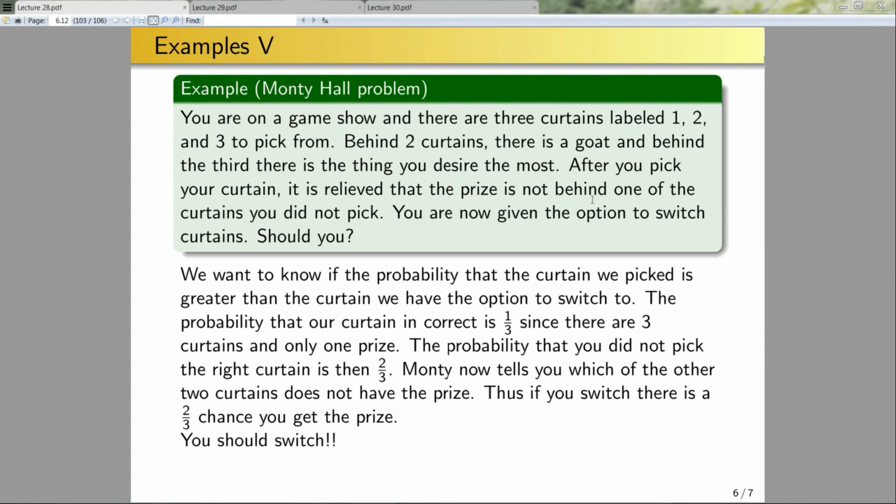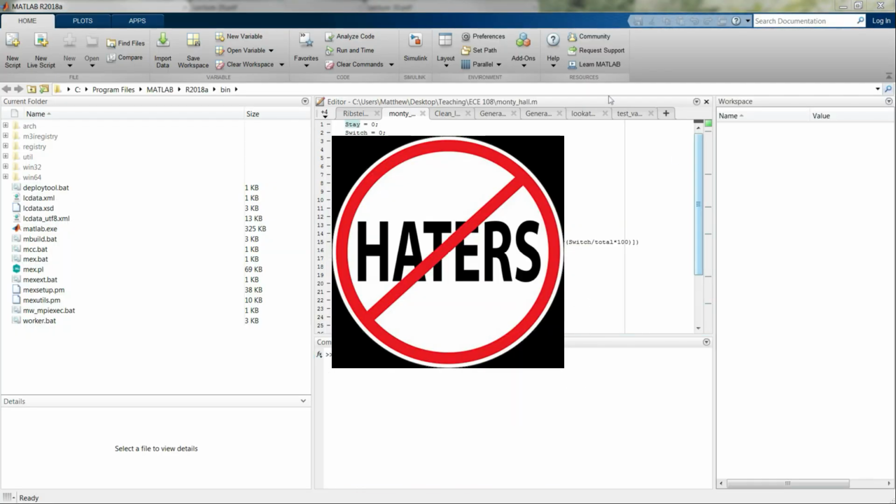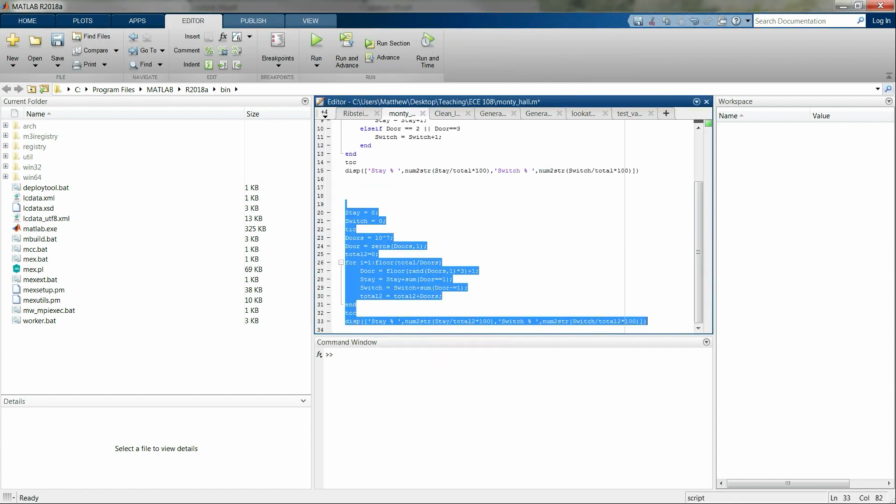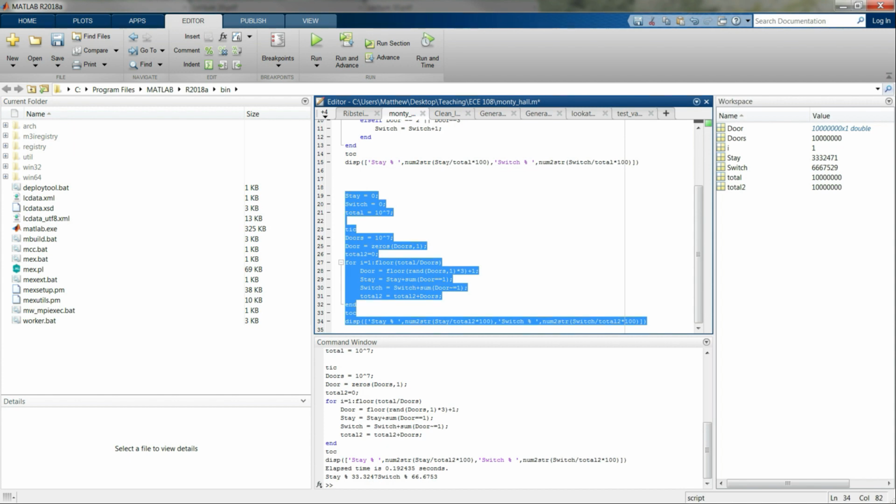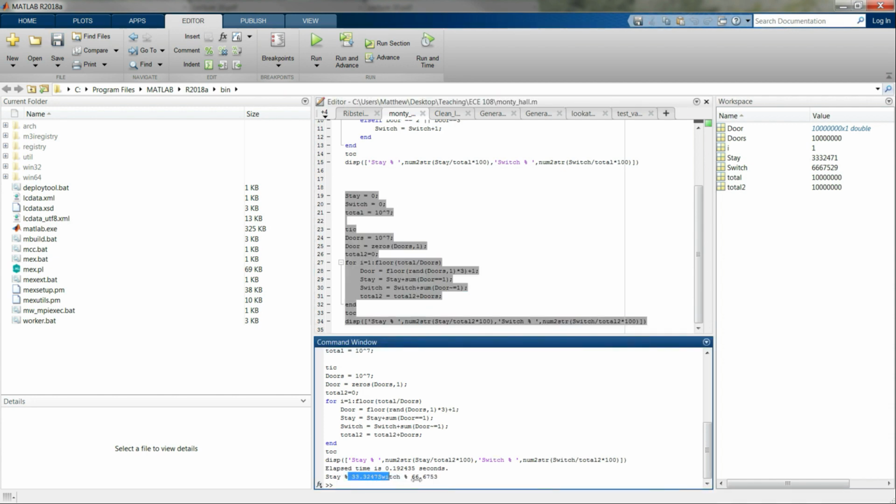So before we head off, I have built a script that actually simulates this Monty Hall problem just to show you, 1, how you could potentially do that, and 2, that numerically we get results that agree with these analytic results that I've mentioned here. So it's kind of there to fix the haters. So skipping over the details of the coding, here when I ran 10 to the 7th simulations, I had a 33.324% chance of getting it if I stayed, and a 66.67% chance if I switched. So notice these aren't exactly 1/3 and 2/3. Again, that's just statistics for you.